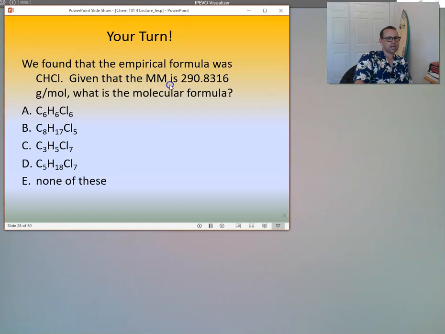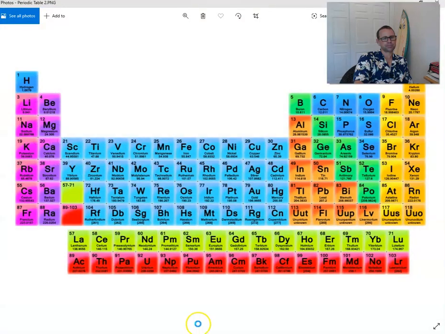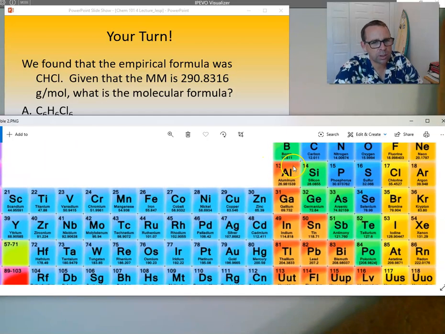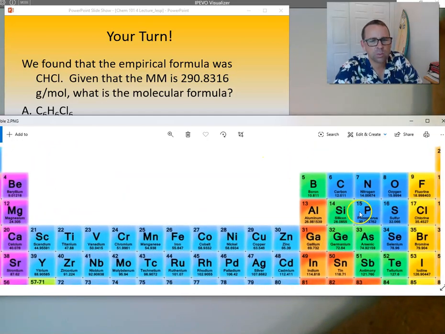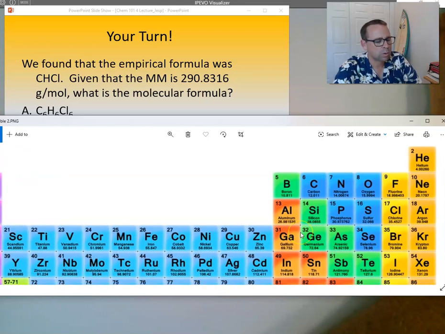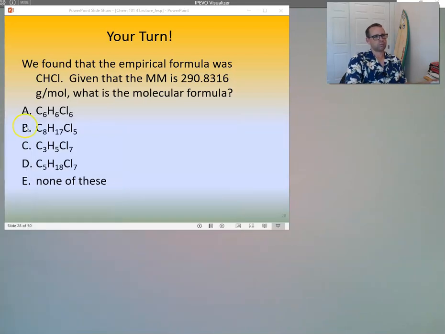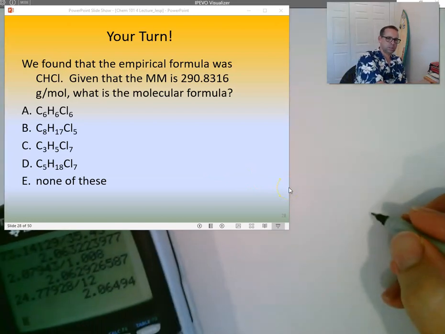And the molar mass is 290.8316. So we have the empirical formula and the molecular mass, or the molar mass. Now we need to find the empirical mass and compare it to the molar mass. So can you find the empirical mass for CHCl? Carbon is 12. Hydrogen 1.0. I got 48 adding them all up. Okay. You have to times it by whatever. Yeah, 48 is the empirical.